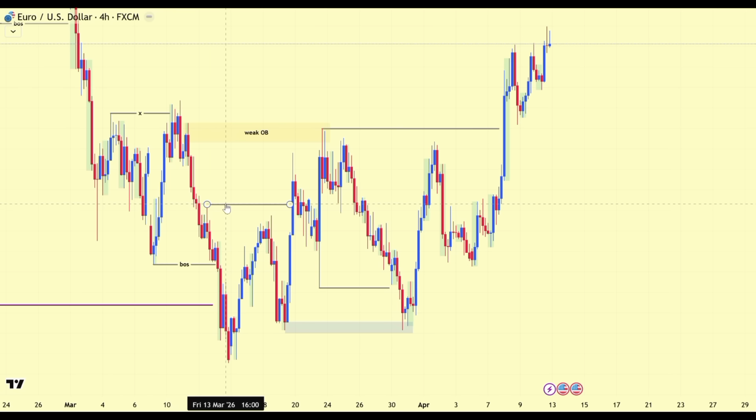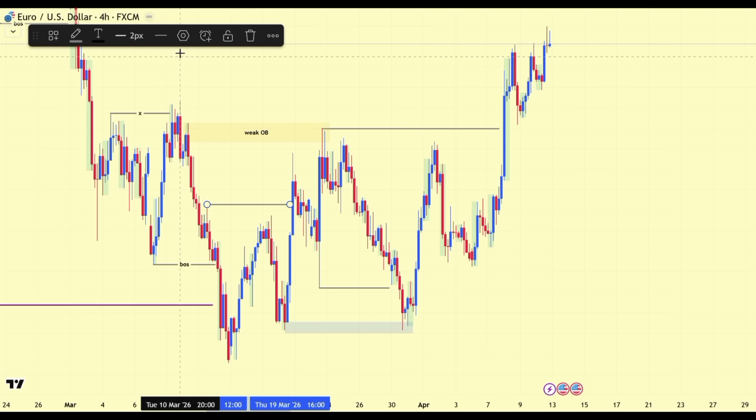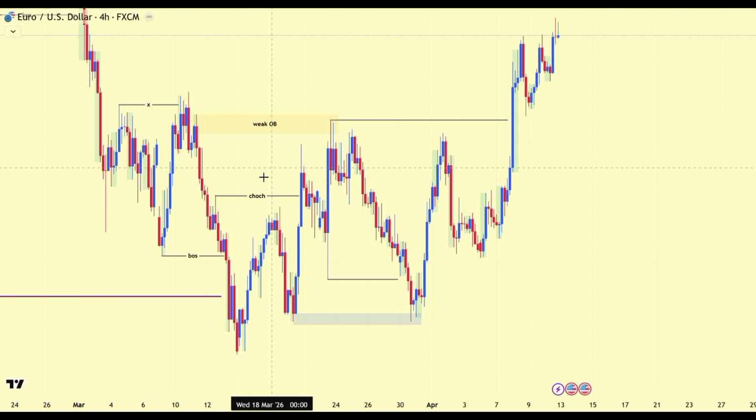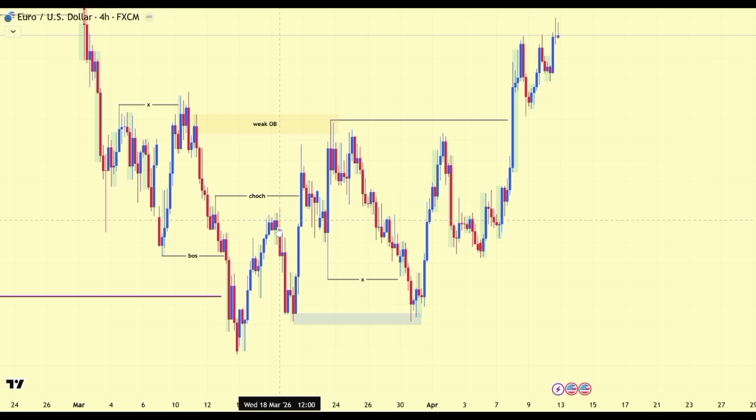This is a break of structure. So we know what happens. Actually, it's a change of character. We all know what happens after price has interacted with a higher time frame reversal area. This becomes a change of character. I mean the inducement pullback or the recently formed valid pullback. Once price makes a break past that, then that becomes a change of character.